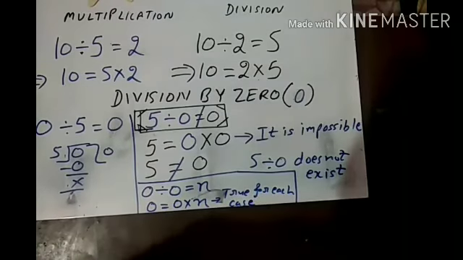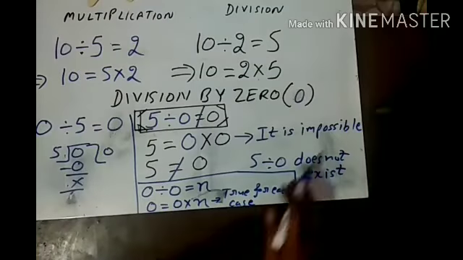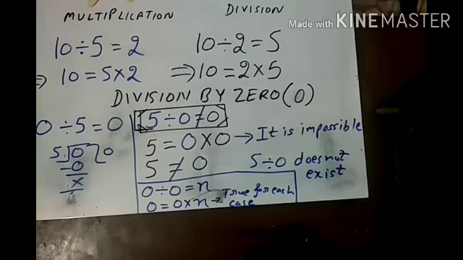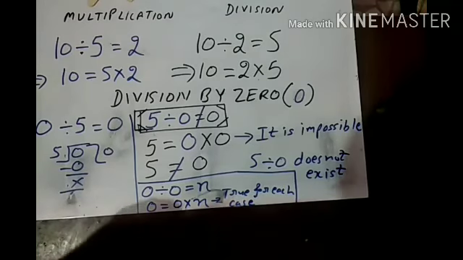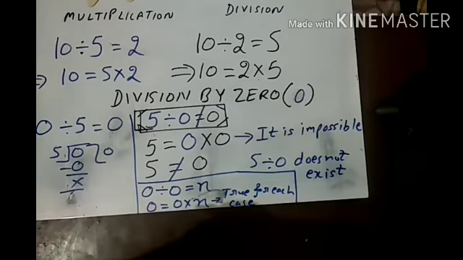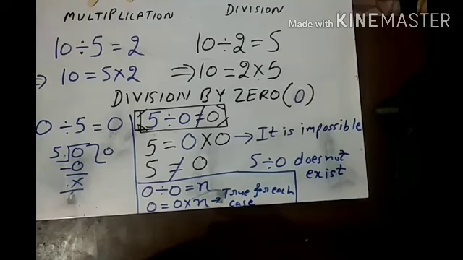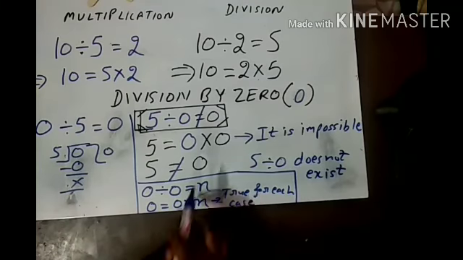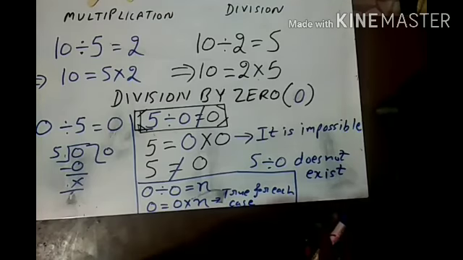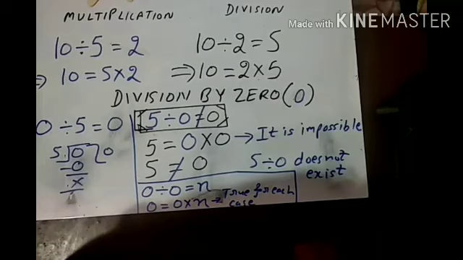Now here you will see that 5 divided by 0 is not possible and 0 divided by 0 is possible, then in both cases one thing is common, that both are divided by 0. So we can't say firmly what will be the result. Here it is meaningless and here it is giving the meaning. So we can conclude that we can't divide any whole number or natural number by 0.